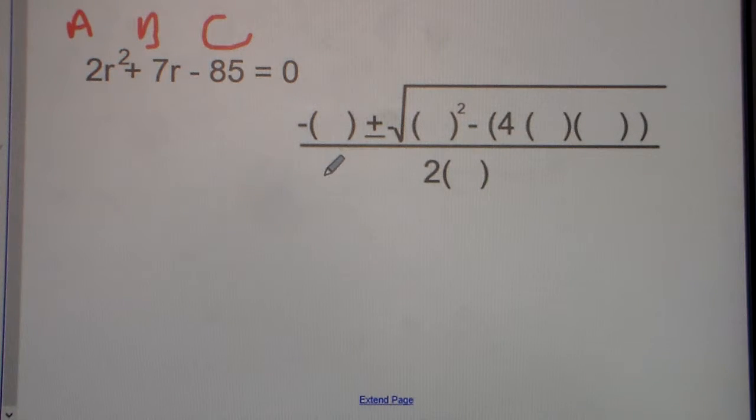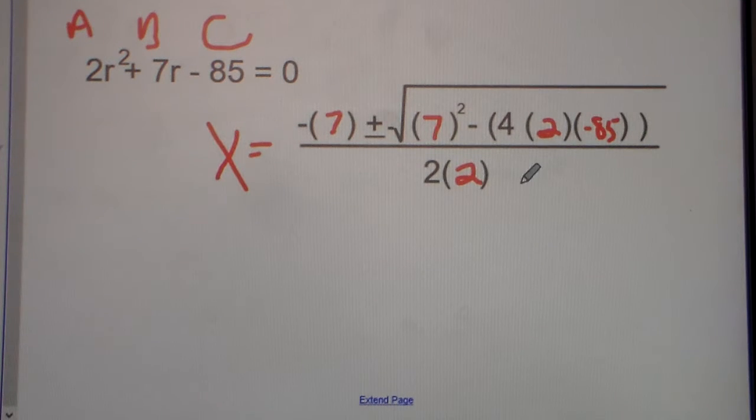So our formula that we've got, the quadratic formula, to find out our x values, because our goal is to find the x values, it's going to be minus b, which our b value is 7, so I put a 7 in there, plus or minus the square root of b squared, so 7 squared, minus 4a, which is 2, times c, which is negative 85, all over 2a. I put a 2 in there.